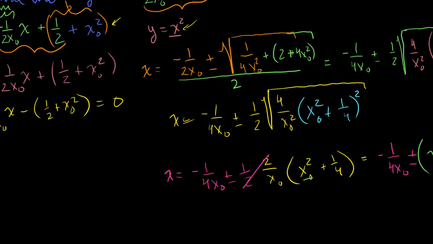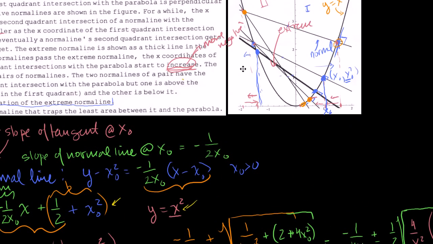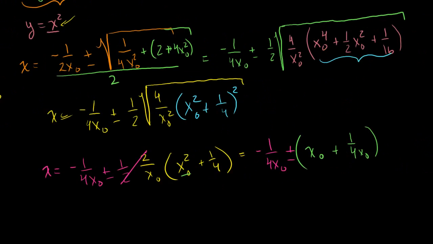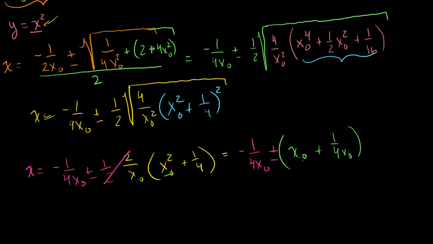Let me just be very clear. Those 2 points are, if this is my x naught that we're dealing with right there, this point and this point. And we have a plus or minus here. So this is going to be the plus version, and this is going to be the minus version. In fact, the plus version should simplify into x naught. Let's see if that's the case. So these are our 2 points. If I take the plus version, that should be our first quadrant intersection.